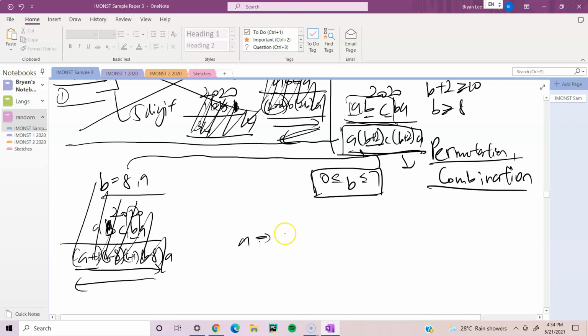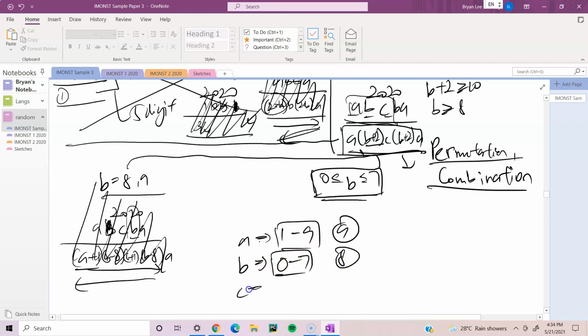Our A could be any digit from 1 to 9, because A cannot be 0, otherwise it's not a 5-digit number. So for A, we have 9 choices. Then B, as we said before, can be 0 to 7, because B is not the first digit, so we have 8 choices. And then C, because C again is not the first digit, can be any digit from 0 to 9. We would have 10 choices. So 9 times 8 times 10 would give us 720.